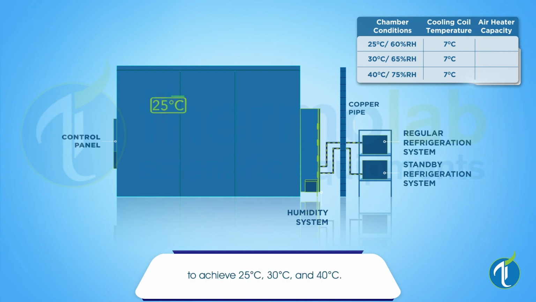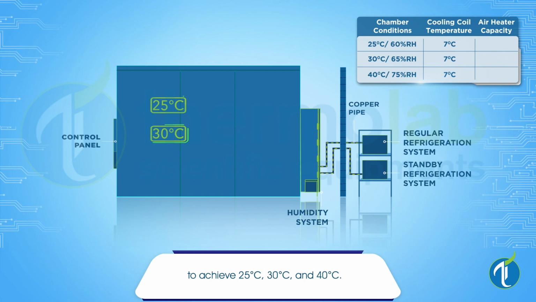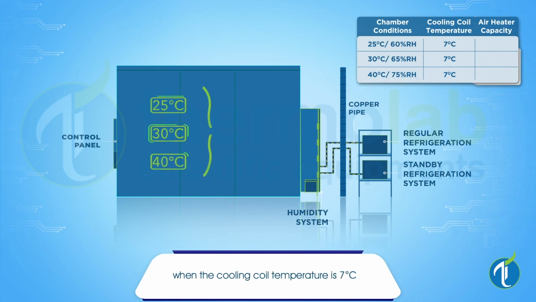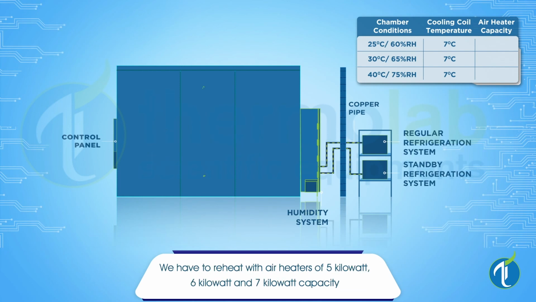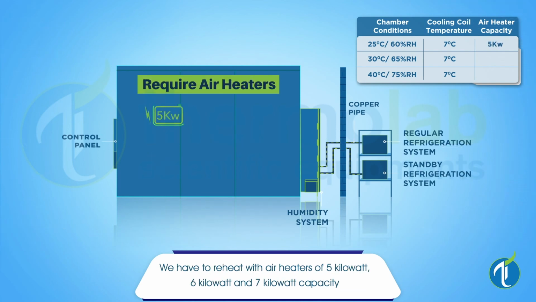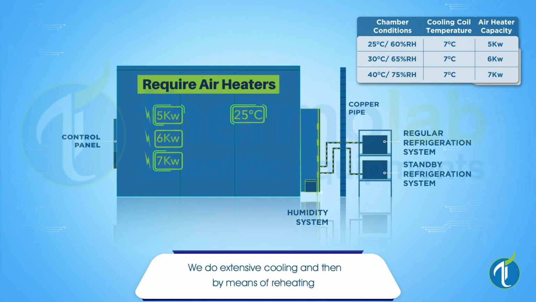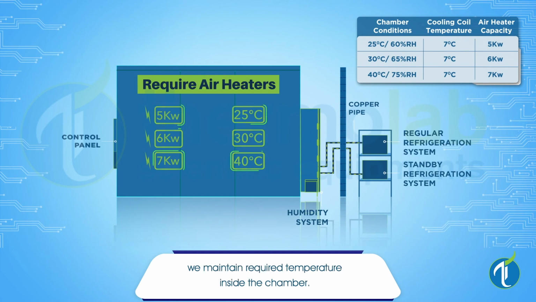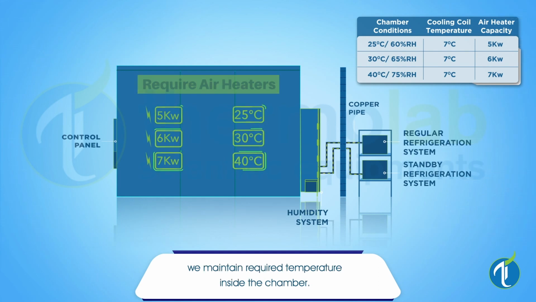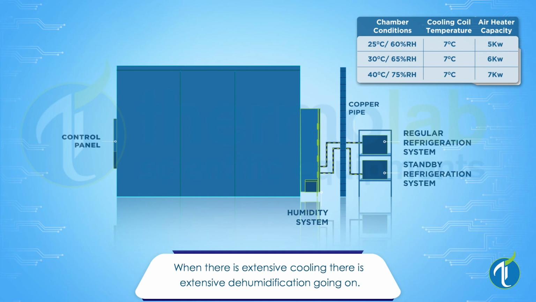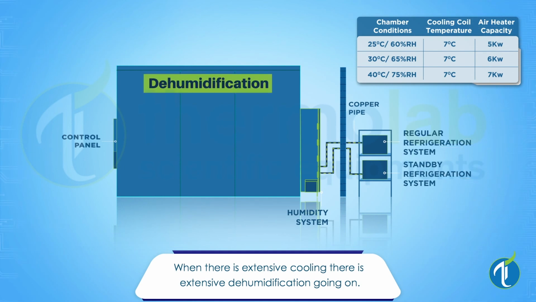To achieve 25 degrees Celsius, 30 degrees Celsius and 40 degrees Celsius, when the cooling coil temperature is at 7 degrees Celsius, we have to reheat the air with air heaters of 5 kW, 6 kW and 7 kW capacity. We do extensive cooling and then by means of reheating, we maintain the required temperature inside the chamber. When there is extensive cooling, there is extensive dehumidification going on.